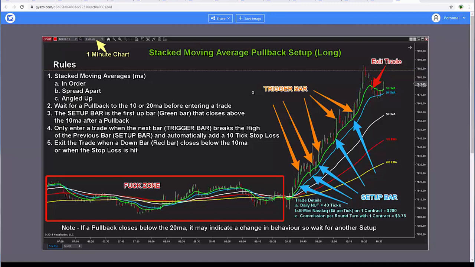So boiling down what you're looking for: you're looking for stacked moving averages. We're looking to be out of the fog zone. We're looking for a setup bar, a trigger, and a close above the 10. So ultimately, it's simple to use, and there you go. That's your setup for you.